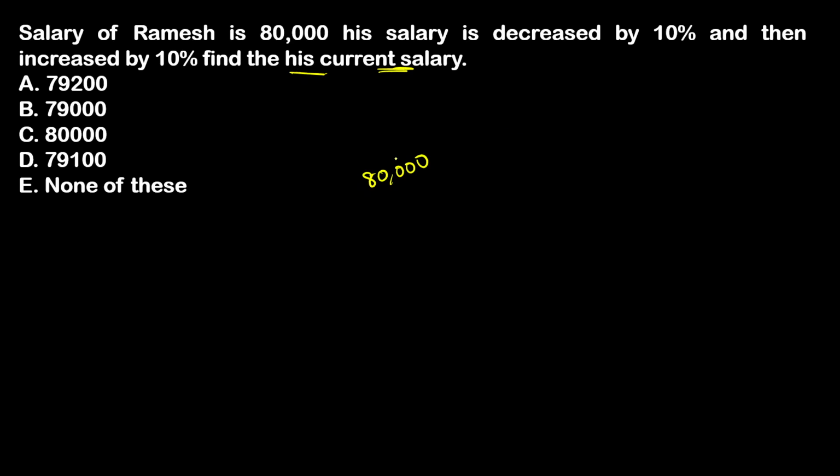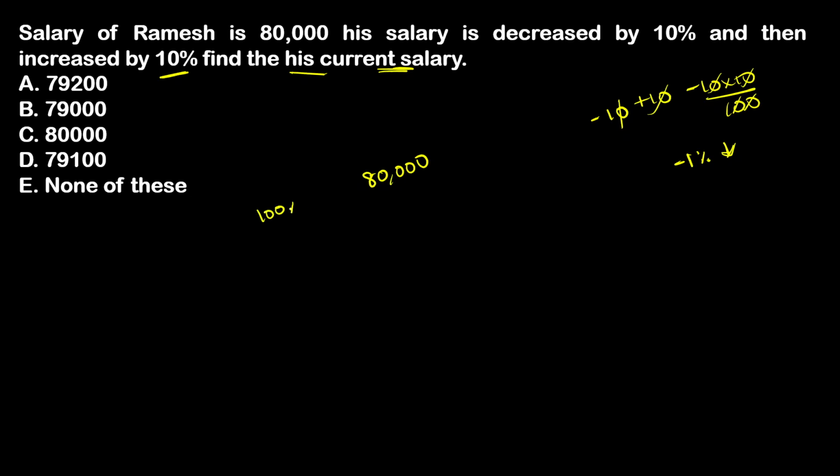Let us see how to solve this. When the salary is decreased by 10 percentage, that's minus 10. When the salary is increased by 10 percentage, that's plus 10. So minus 10 plus 10, minus 10 into 10 by 100. So this is what we need to calculate now. So that's minus 1 percentage.